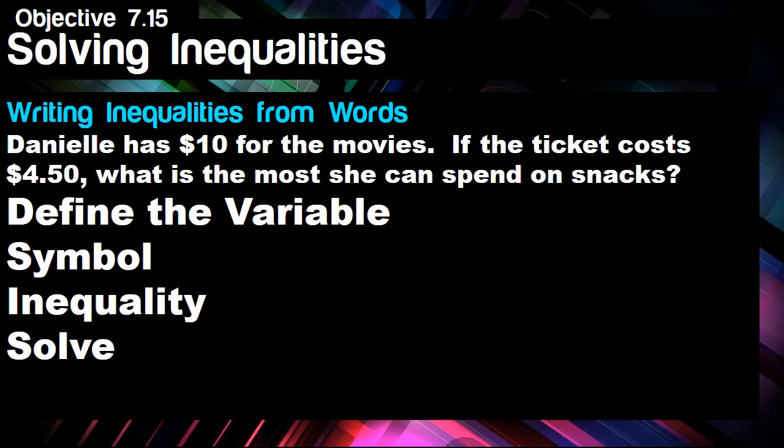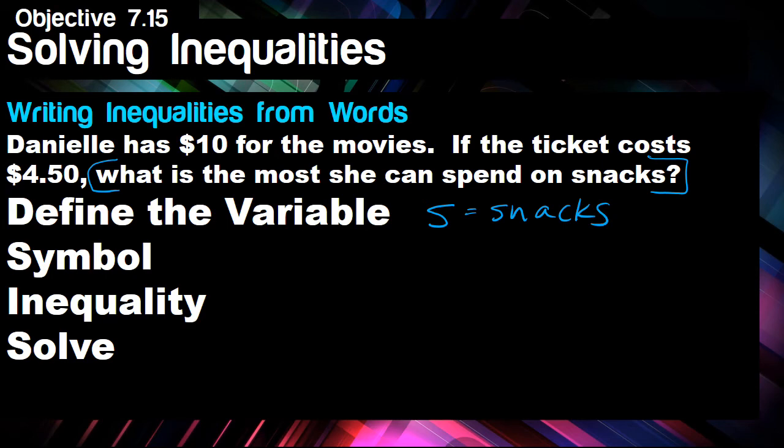So now we're given this type of word problem here. Danielle has $10 for the movies. If a ticket costs $4.50, what is the most she can spend on snacks? Let's go ahead and define our variable here. The variable we're trying to figure out, we're going to use this phrase right here: what is the most she can spend on snacks? So let's label S for snacks.